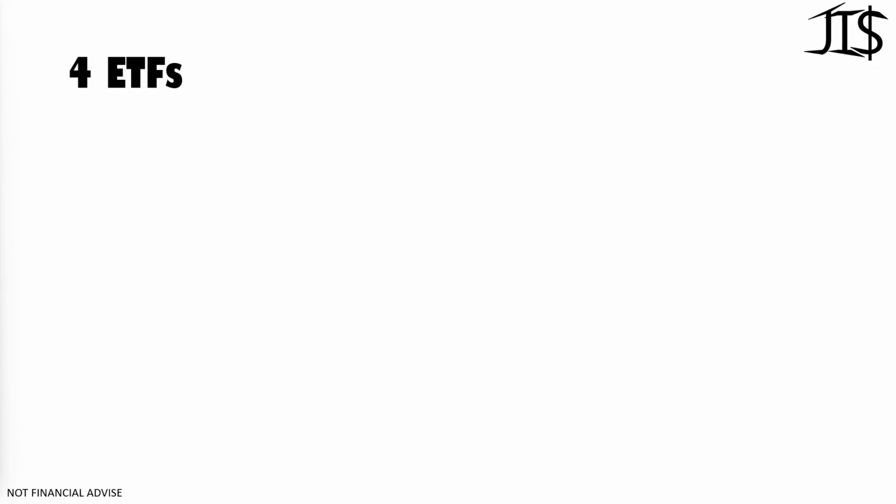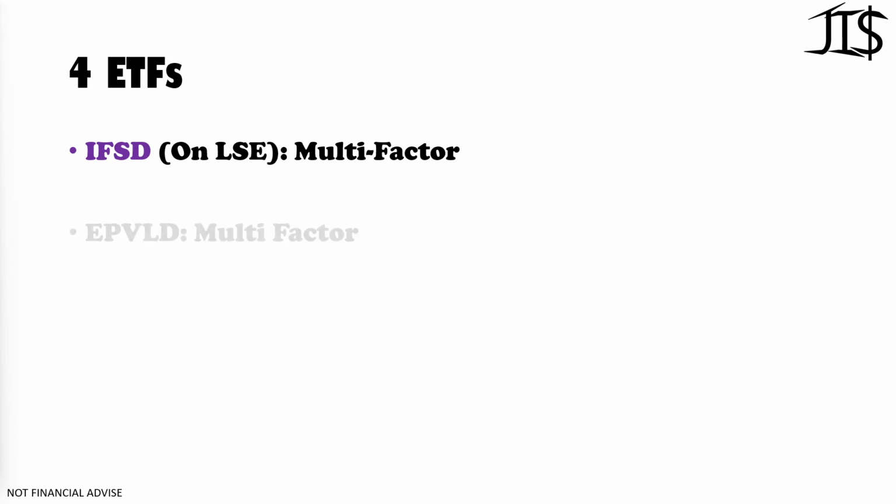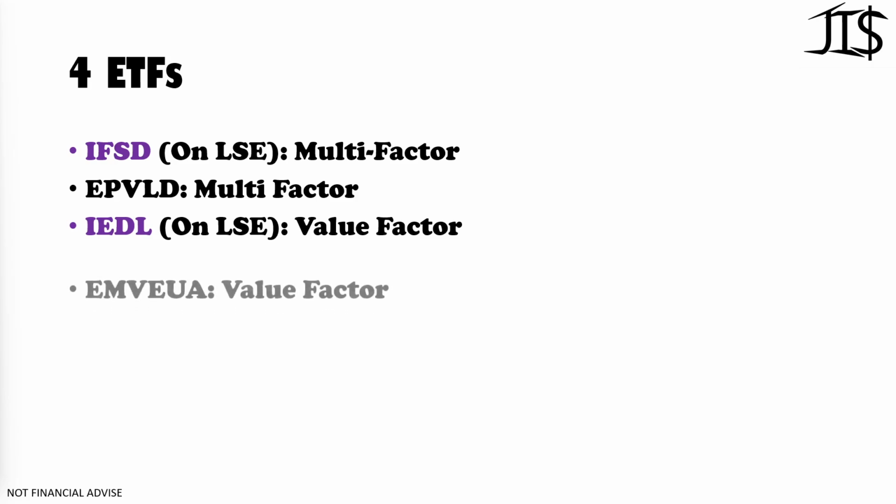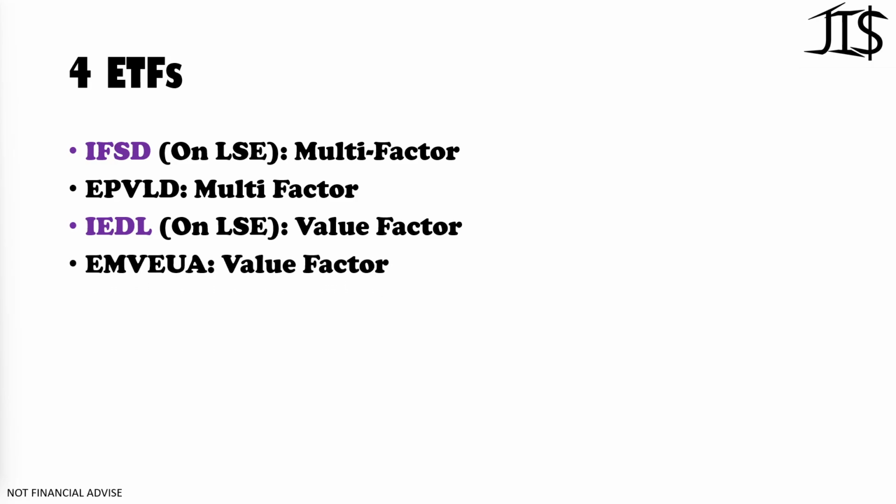So in this video, I'm going to discuss four ETFs that invest their money into European companies. The first two multi-factor ones are IFSD, which is on the London Stock Exchange from iShares, and the EPVLD from UBS on the SIX Stock Exchange. You have the two value factor ETFs then, with the IEDL on the London Stock Exchange from iShares once again, and the EMVEUA from UBS on the SIX Stock Exchange again.